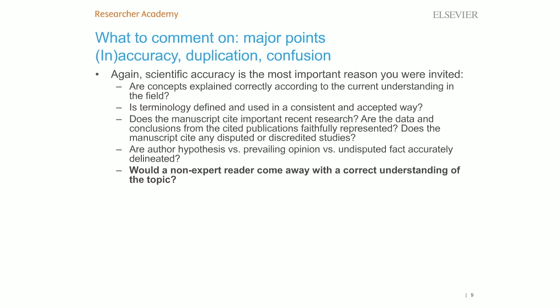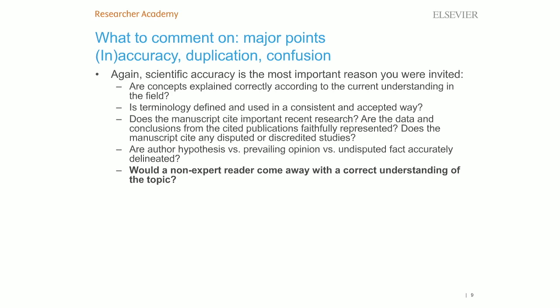Is the most important recent research cited? When I say recent, I usually mean the past 2 to 4 or 5 years. Other review journals might have different standards, so make sure that you understand what the journal is going for. When you're talking about those recent publications, are the authors presenting the data and the conclusions faithfully? So have they interpreted what the author of the research article said correctly, and are they then conveying that message correctly to the readers of the review?